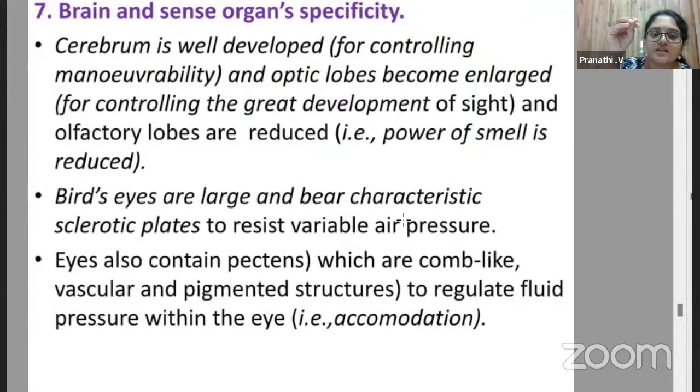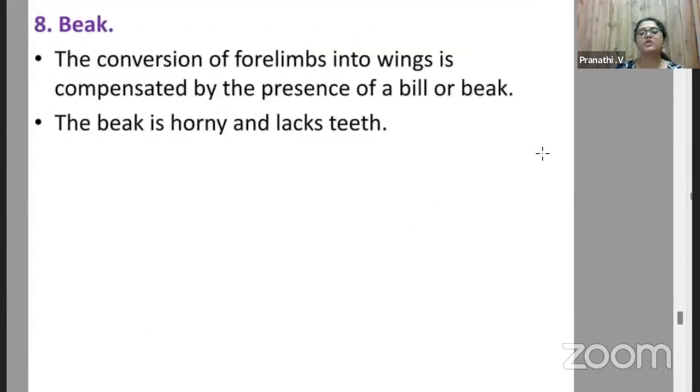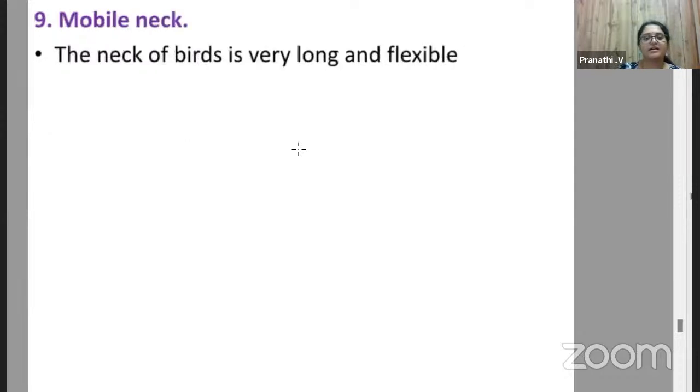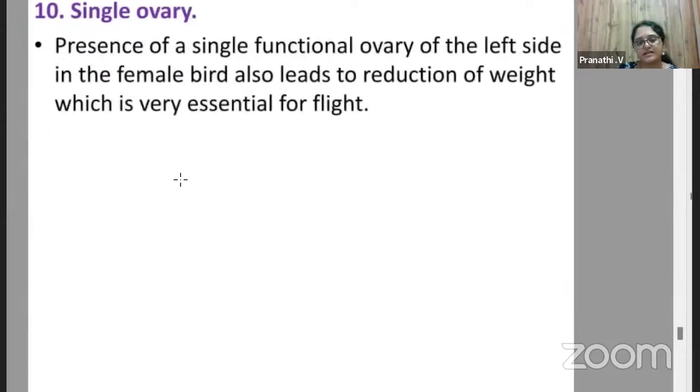The eyes of the birds are large, and they are able to resist the different kinds of air pressure, because pressure changes once you go either at a higher altitude or deep into the water. So both volant and aquatic adaptation is one, which is ability to withstand immense pressure. So that can be seen. And then when it comes to the beak, it is adapted in the form that it is horny and there is no presence of teeth basically. And you have long and flexible necks.